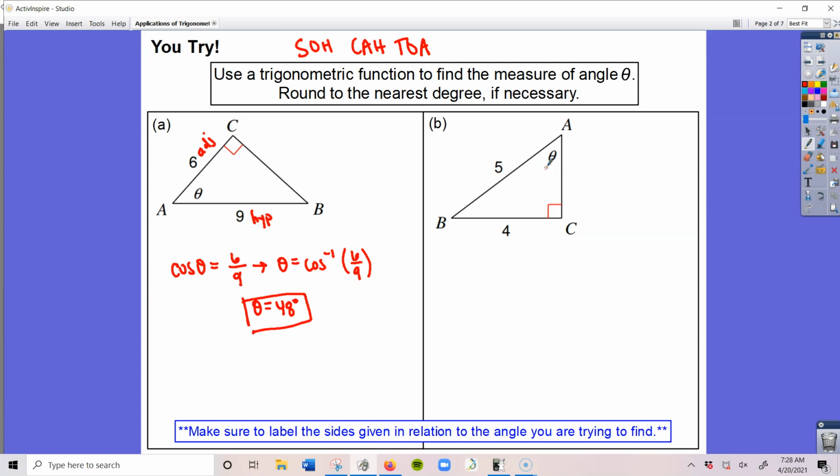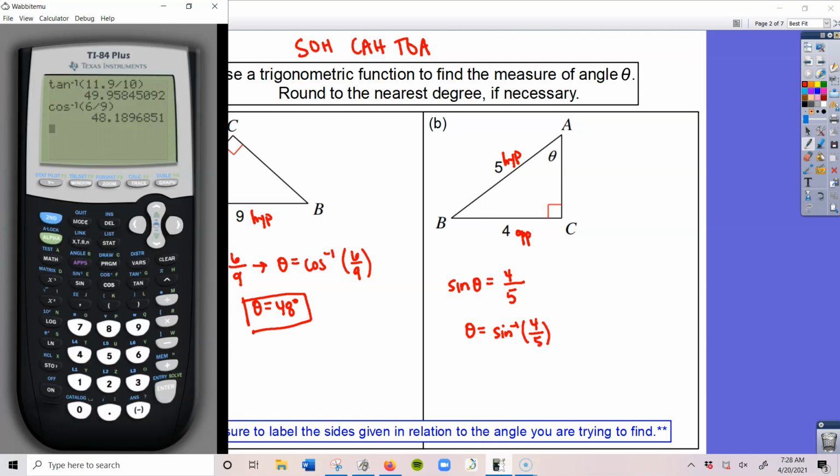Over here, we are given the opposite side and the hypotenuse. The trig function that uses the opposite and hypotenuse is sine. So we would set this up as the sine of theta is going to equal the opposite, which is 4, over the hypotenuse, which is 5. Now to solve for theta, we apply the inverse. So theta is going to equal the inverse sine of 4 over 5.